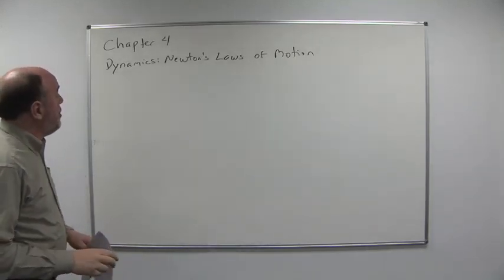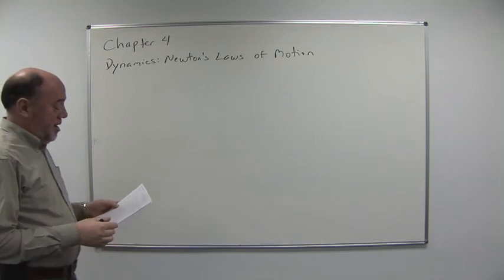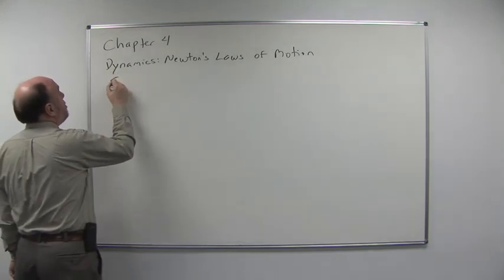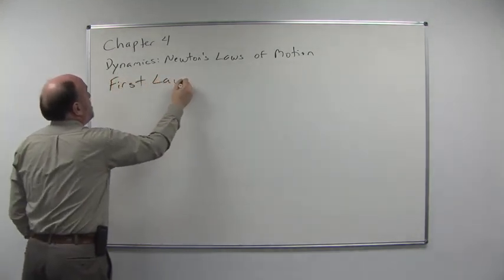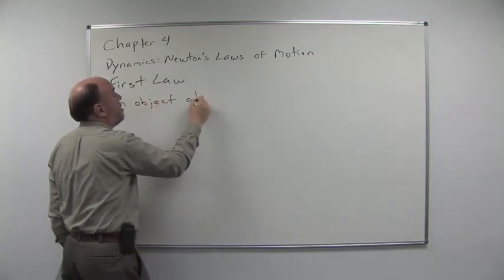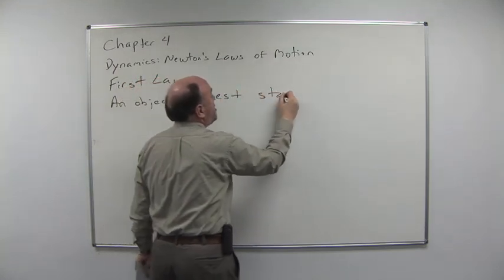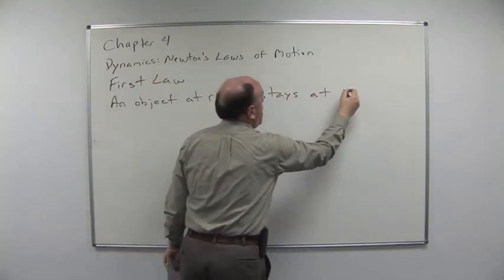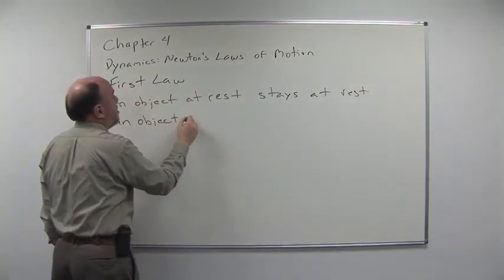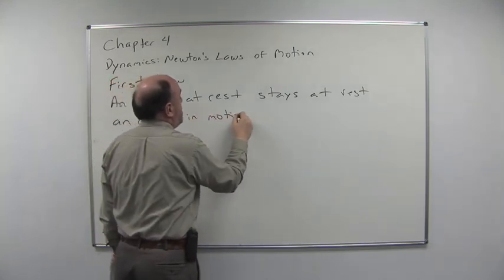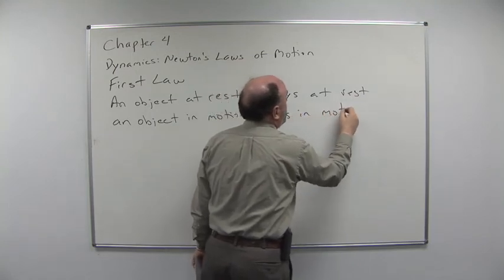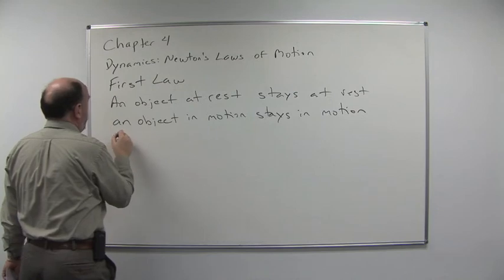So this next chapter will be chapter 4, which is dynamics and Newton's laws of motion. Newton has three laws of motion. The first law is that an object at rest stays at rest, and an object in motion stays in motion unless acted upon by a net force.